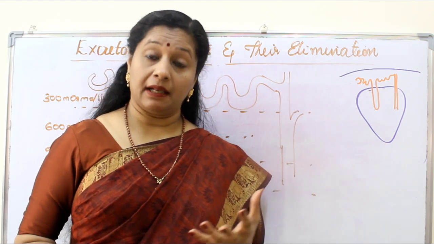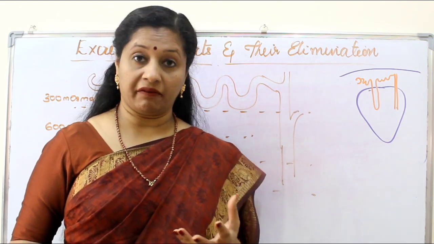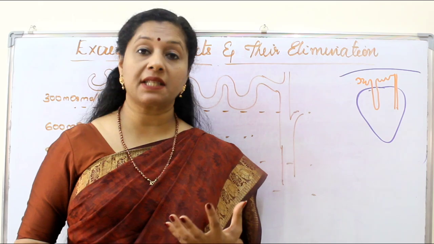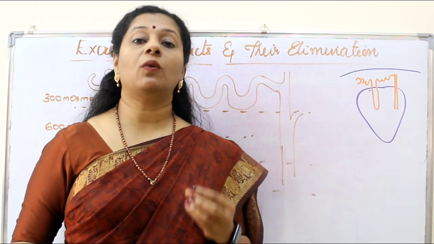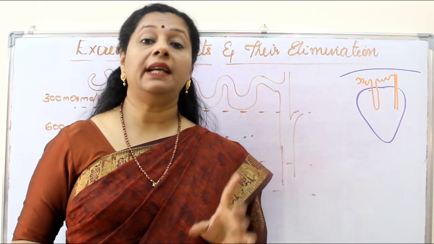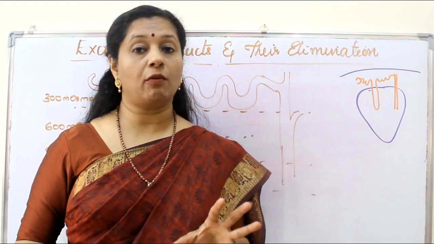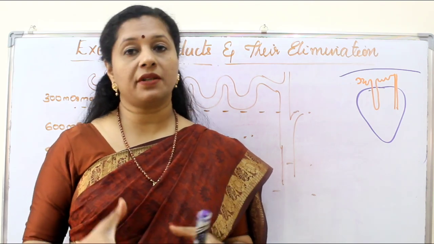We saw a large amount of water is there in the filtrate, but we reabsorb 99% of the content to excrete out only a concentrated form of urine. So how can we concentrate this urine?